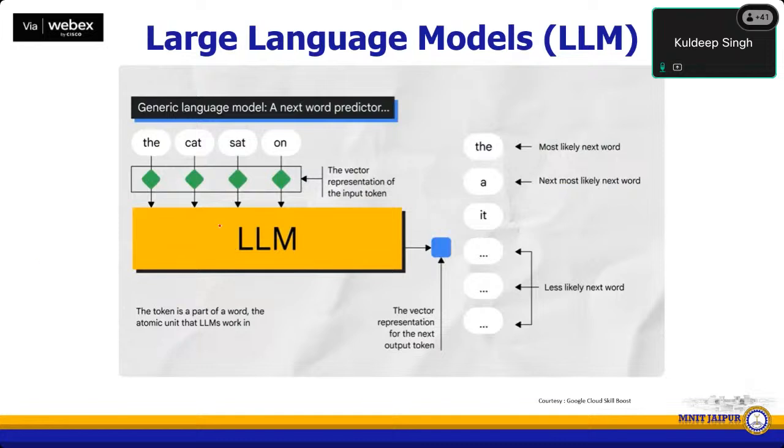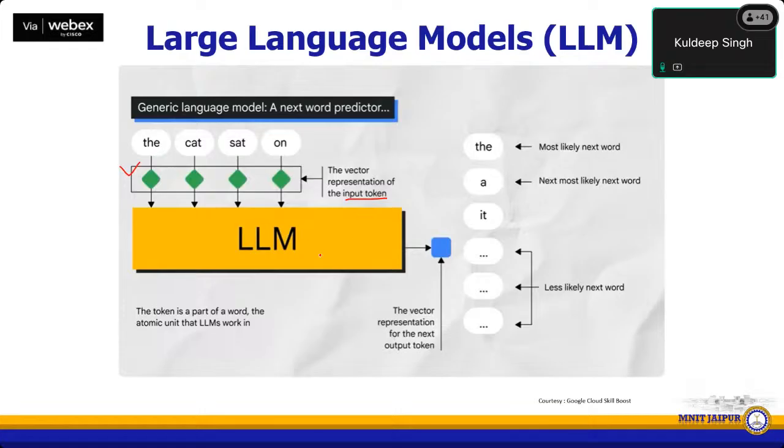So in this particular example, suppose I'm inputting a sub-part of a sentence like "the cat sat on", and this model has to predict the next word which should come after "on". So what do we do? We basically convert these words into input tokens. These are the vector representations of these tokens, and they are being passed through these LLMs. So we can say that these tokens are basically the atomic unit on which the LLM works.